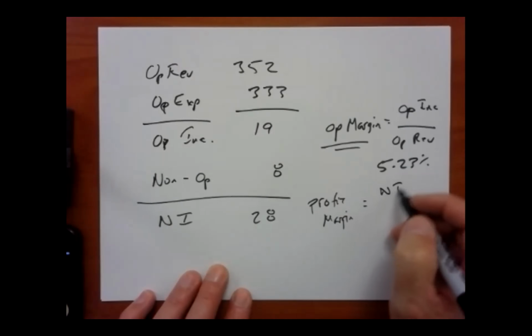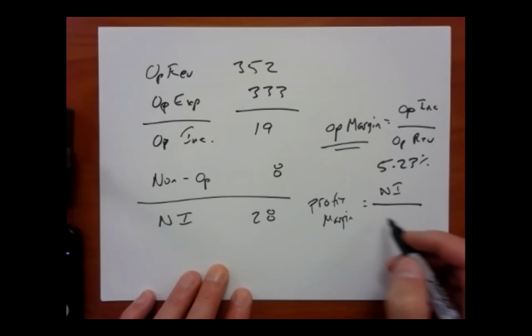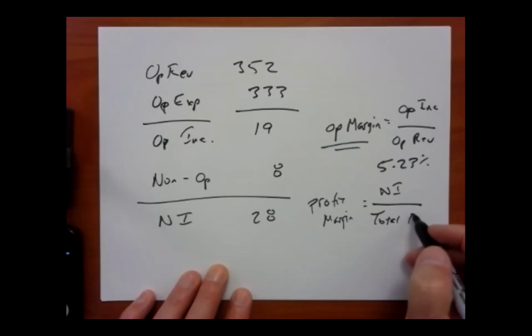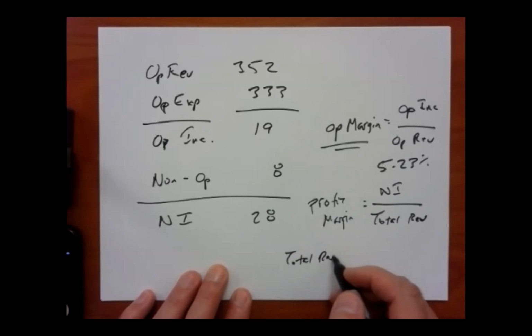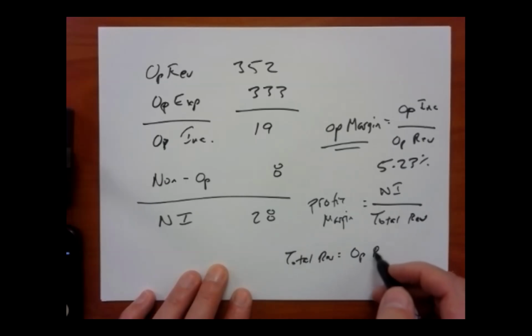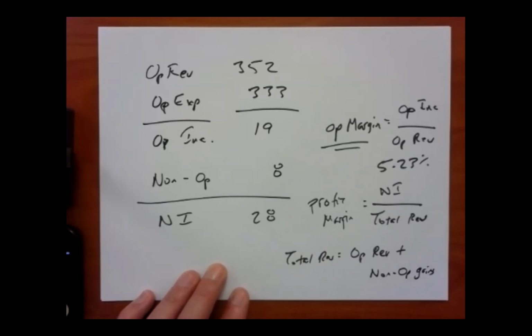Profit margin is net income divided by total revenue. What is total revenue? It is equal to operating revenue plus non-operating gains or losses. So in this case, the non-operating is positive. If it was a negative number, we would subtract it.